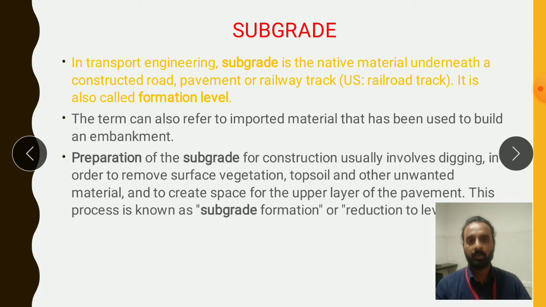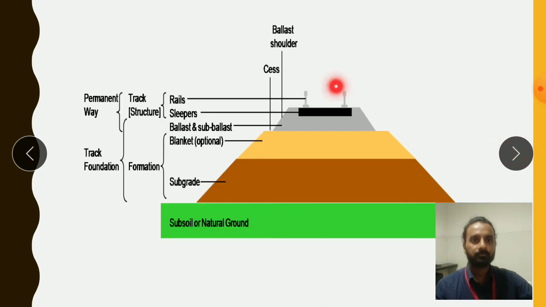After the subgrade level, we came into the new generation construction. It's called the subbase and base layer. In order to remove the vegetation, topsoil and unwanted material, we put the upper layer of the pavement, which is called a subgrade layer. There is a base, the bottom layer of the pavement, which is called a subgrade layer. This process is also known as subgrade formation or reduction to level.